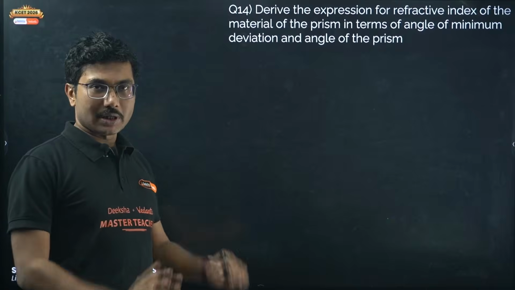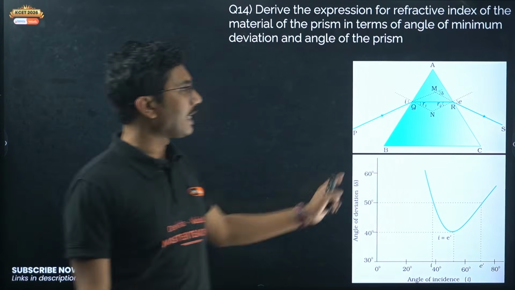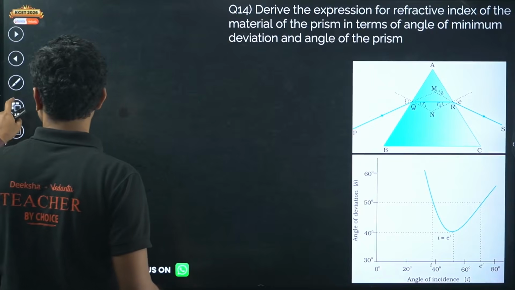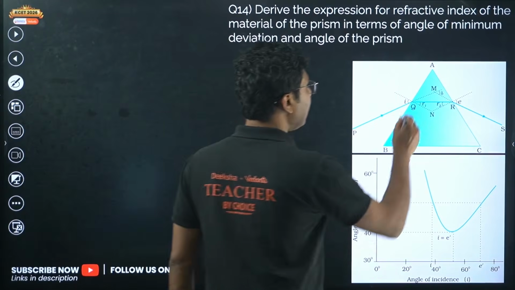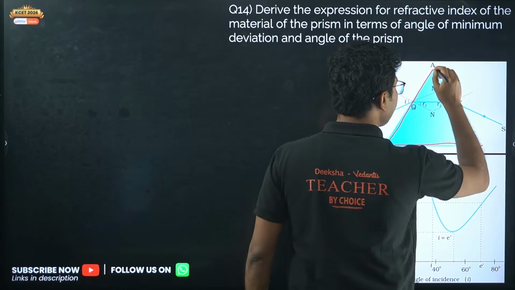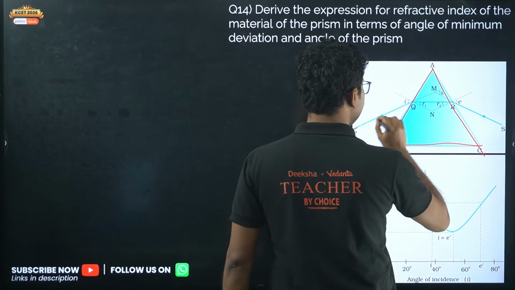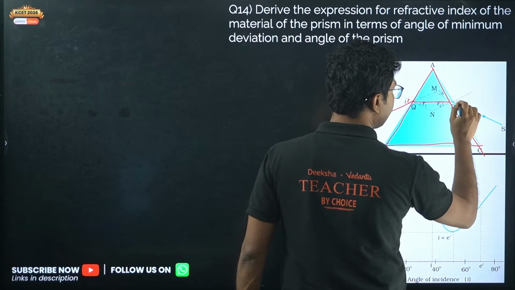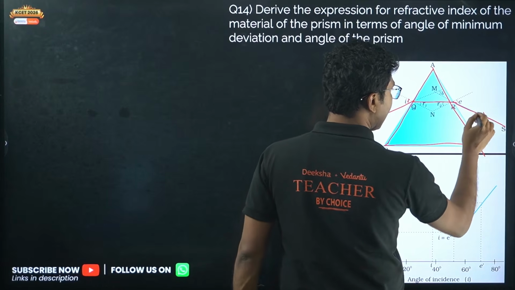It is only a 5-mark question, but first of all, you have to draw the diagram cleanly. Okay, so you need to draw the diagram neatly. This is the triangle ABC. This is the cross section of a prism ABC. You have to mention this is the incident ray, angle of incidence. This is the first refracted ray. This is the second refracted ray. Okay, the diagram is very, very important.